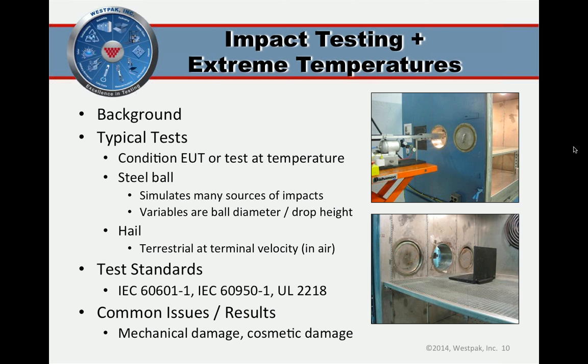For terrestrial hail, typically it's a 1-inch diameter spherical ice ball going 23 meters per second, which is the terminal velocity of that. There is also ballistic hail for aircraft testing, and that's a whole different animal. Test standards are listed here describing some general impact testing. The common issues and results are mechanical or cosmetic damage. Often these tests are thought of more as a safety test, so you may expect damage or somewhat catastrophic damage, but it's critical that the product is still safe. It doesn't pose a large mechanical or electrical hazard.